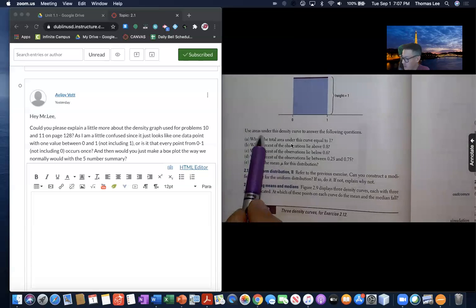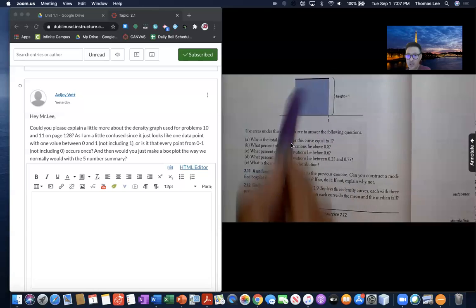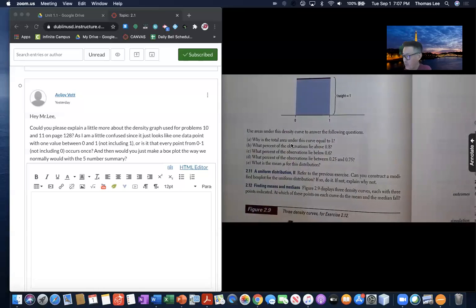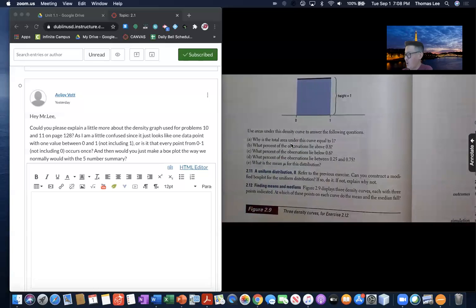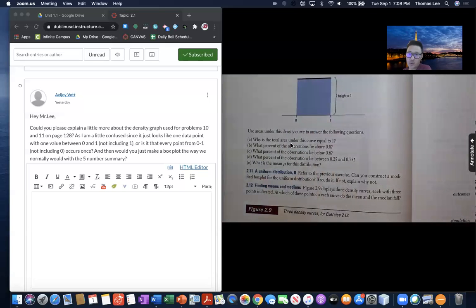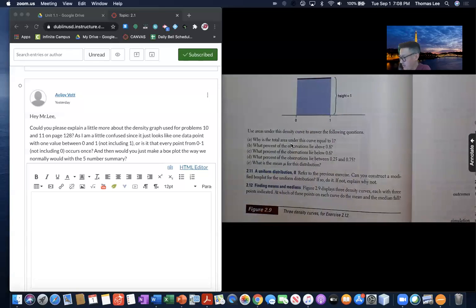Okay, so let's look at the actual problems. Use areas under the density curve to answer the following questions. So this is the entire density curve. If you want to use probability language, this is the entire sample space, right? So A, why is the total area under this curve equal to 1? Well, because 1 times 1 gives you 1 square unit. So 1 times 1 gives you 1. That's why the area is equal to 1.